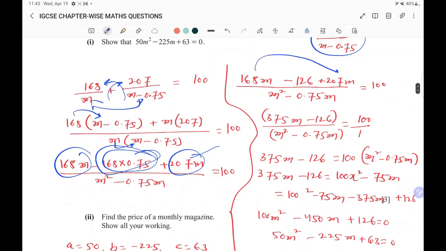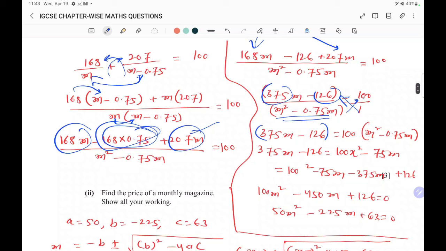Now 168 M and 207 M, just add them together. So 168 M plus 207 M is 375 M, which you can see here, minus 126 is here. M square minus 0.75 M equals 100 over 1. Now again cross multiplication. So 375 M minus 126 will be there, and 100 times M square minus 0.75 M.